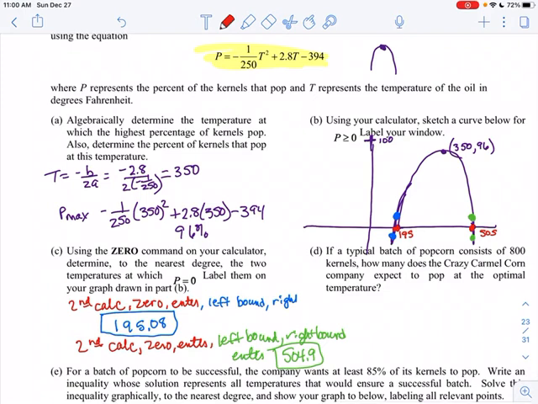All right, if a typical batch of popcorn consists of 800 kernels, how many does the Crazy Caramel Corn Company expect to pop at the optimal temperature? So remember, I was popping about 96% at that optimal temperature. So if I have 800 kernels, 800 times 0.96, I expect 768 kernels to pop.